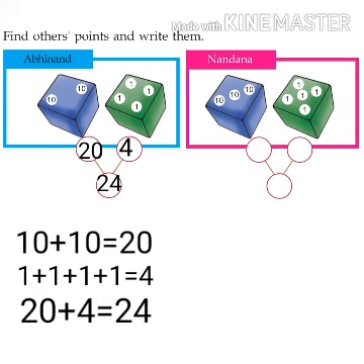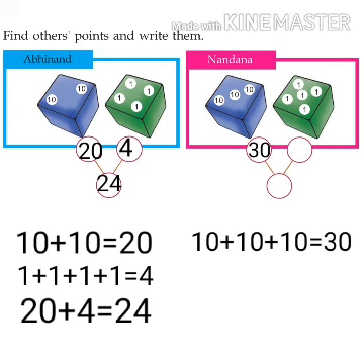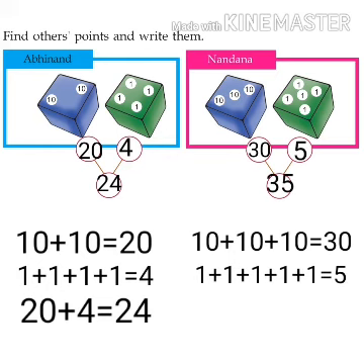And what will be Nandana's points? Nandana has 3 tens in the blue dice and 5 ones in the green dice. How much will 3 tens be? 10 plus 10, 20. 20 plus 10, 30. 30 plus how many ones are there? 5. Then 30 plus 5, 35 is the total points of Nandana. Did you get it? Okay.